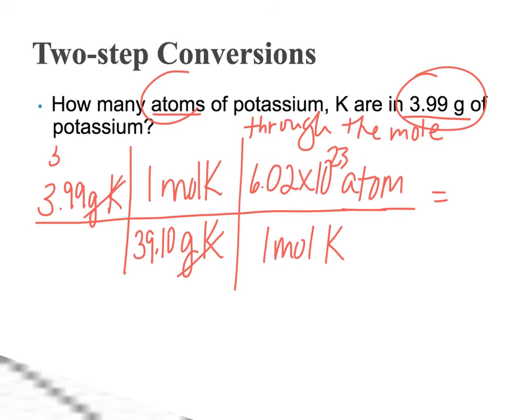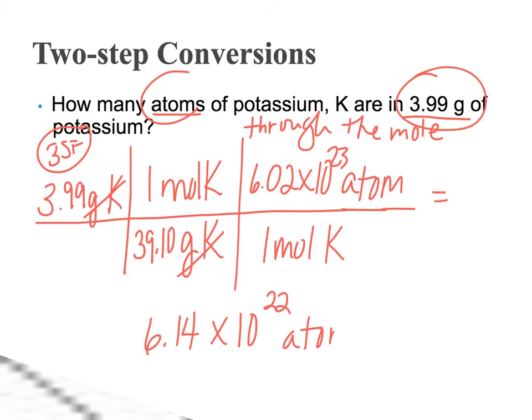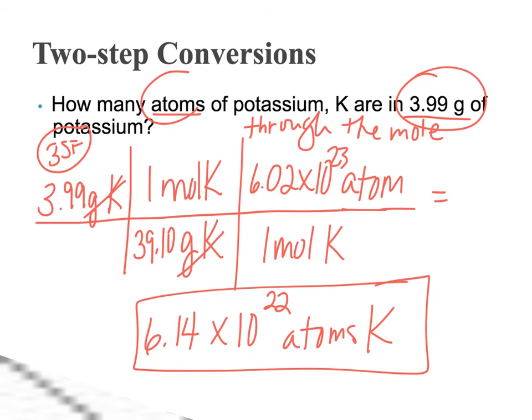When we record our answer, we want to make sure we put it in 3 significant figures because of that right there. Remember, we never let our conversion factors dictate our significant figures. It's always the measured number. After we put that in our calculator, I come up with, and hopefully you do too, 6.14 times 10 to the 22 atoms of potassium. How'd you do? Hopefully you got that right.